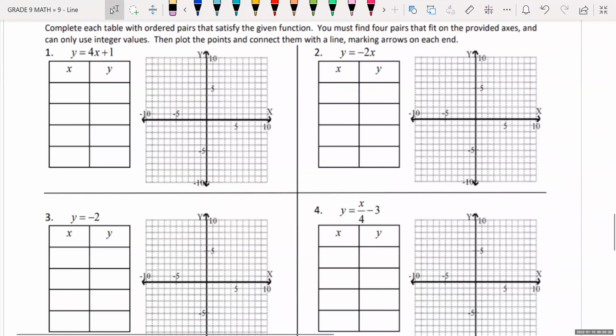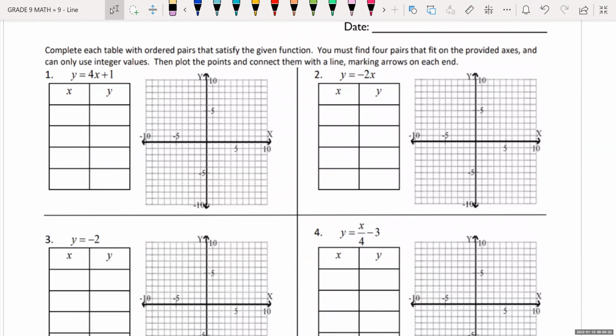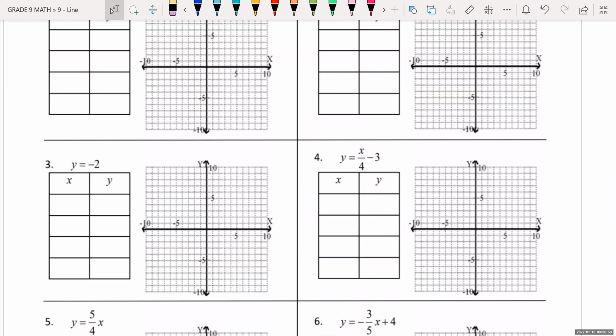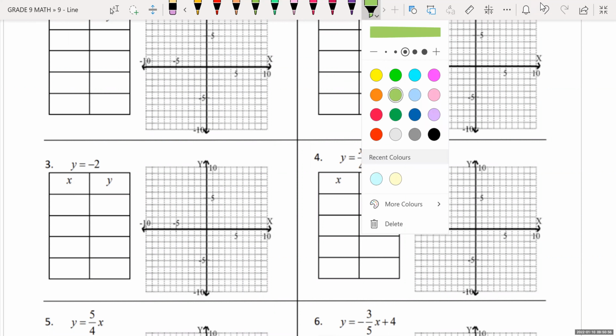The second sheet you're going to do is this one here. It says complete each table with ordered pairs that satisfy the given function, which is a word you may not have heard about, but it's just the equation. You must find 4 pairs that fit on the provided axes and can only use integer values, and plot the points, connect them with a line and marking arrows. So basically what we just did is what you're going to do. Be careful of question number 4. I'll point out the ones where you should pay attention a little bit extra.